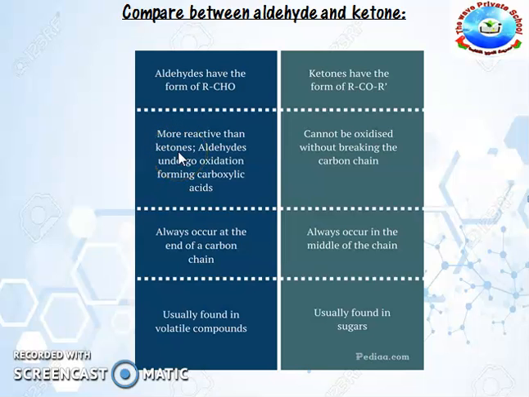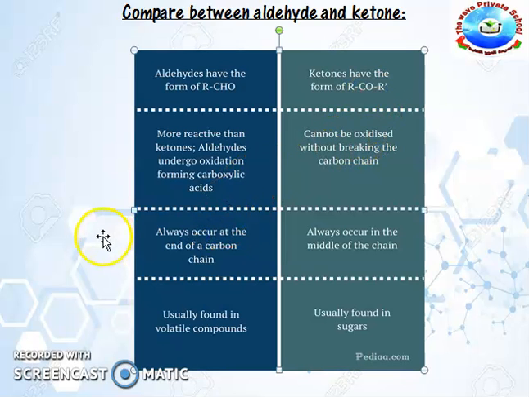Let's see the second point. Aldehydes are more reactive than ketones. Aldehyde undergo oxidation forming carboxylic acid. Now see, when they undergo oxidation, they form carboxylic acid. Whereas ketones, they cannot be oxidized without breaking the carbon chain. Now see what this says. This carbonyl group is attached with two different hydrocarbons, that's alkyl groups, so they cannot be oxidized by breaking the carbon chain. The carbon chain is not easily breakable. That's why they cannot be oxidized.